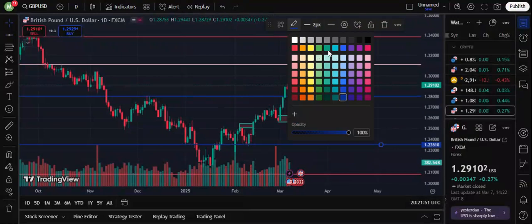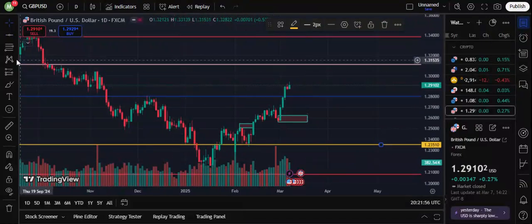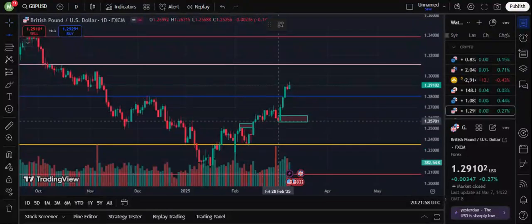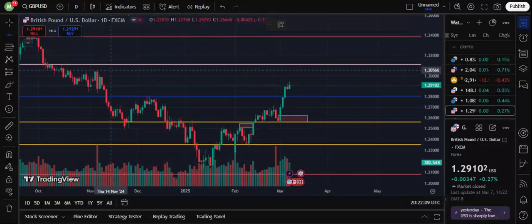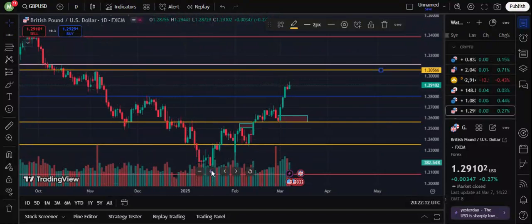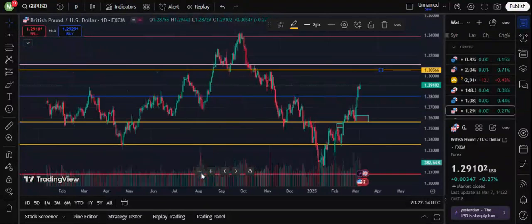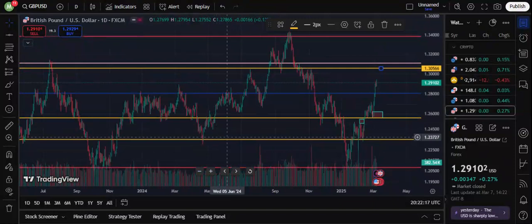And what do we want to do? We want to change the color so that when price approaches those areas, we will know what to do. So as we mark this one, and this one, and this one, this is what we have. This is our daily support and our daily resistance.